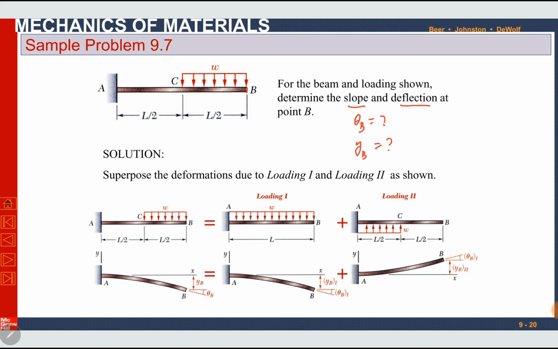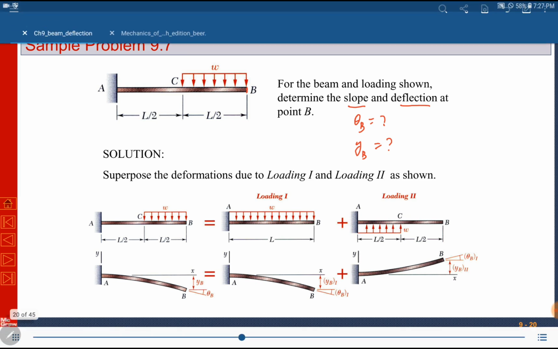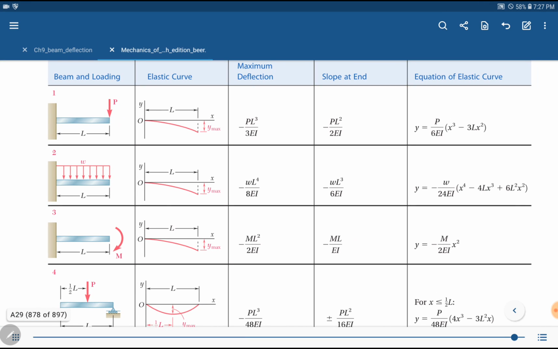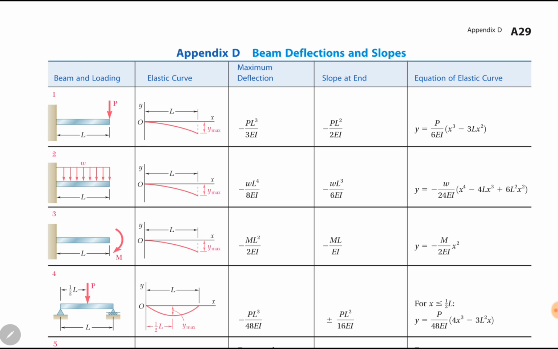Here's point B. In order to use method of superposition, we have to split the loadings into more than one type of loading. Before that, I want to take you to the table at the end of the book which shows us deflection of beams and slopes. Here we have a cantilever beam under uniformly distributed loads. The beam is totally under uniformly distributed load. The load starts from the fixed end up till the free end.